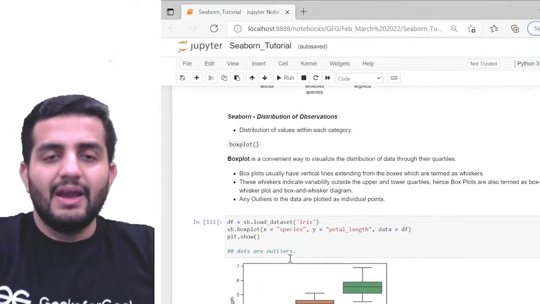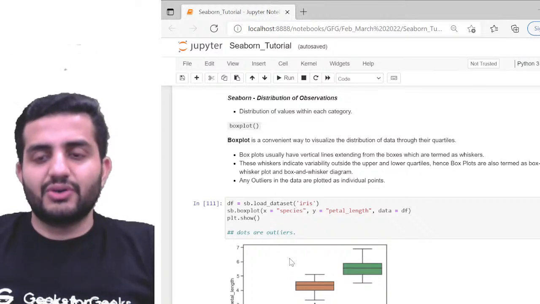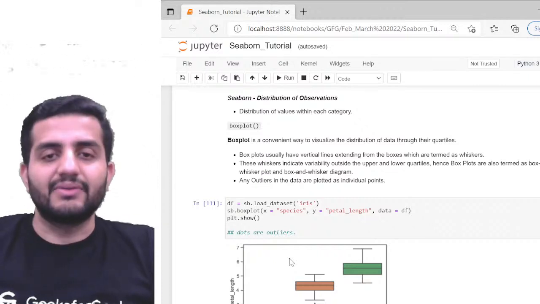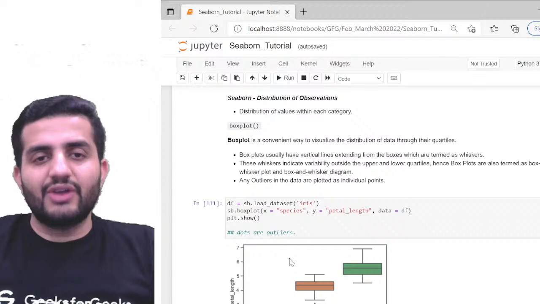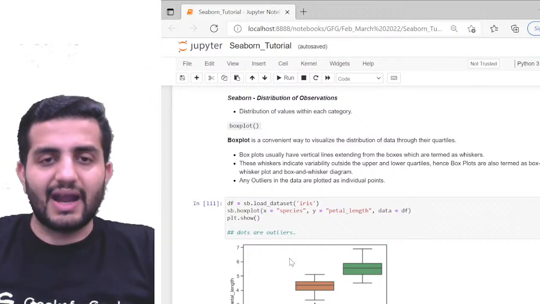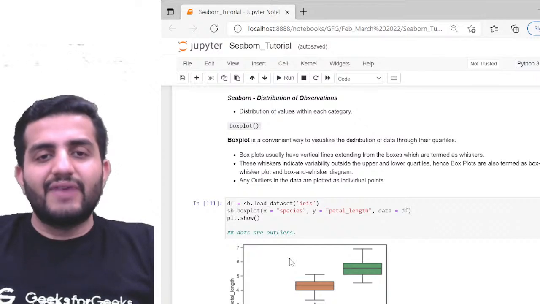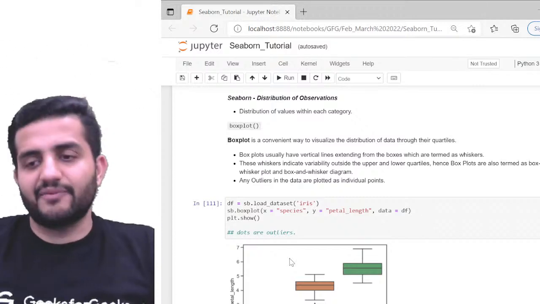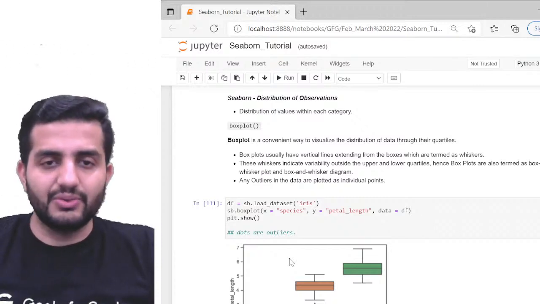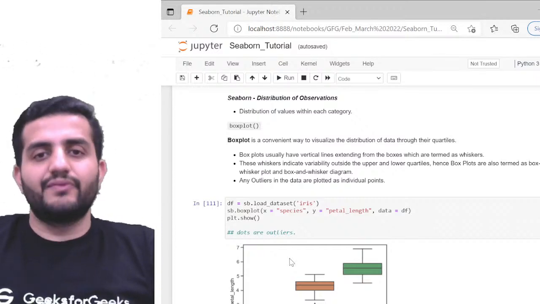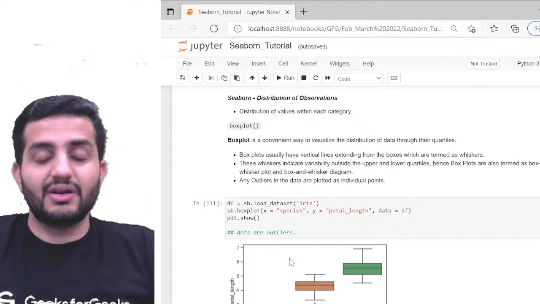Okay. Now proceeding ahead, we also talked about distribution of observations. So now we'll be looking at the distribution of my observations within each category. Here we are trying to understand the distribution of values within each category. Now let's look at that. For that, the very famous graph is a box plot. It's very often used. Box plot is one of the very convenient ways to visualize the distribution of data through their quartiles.